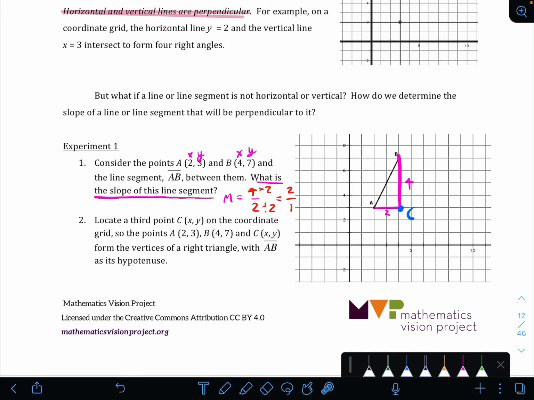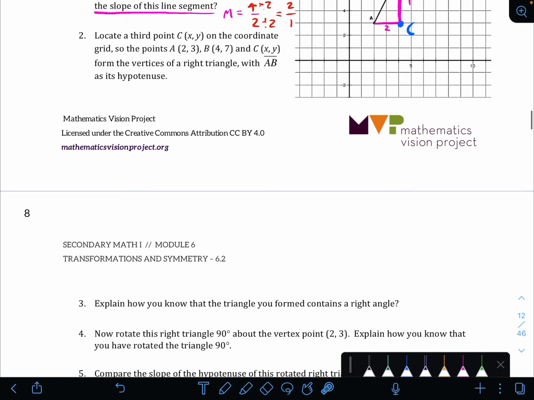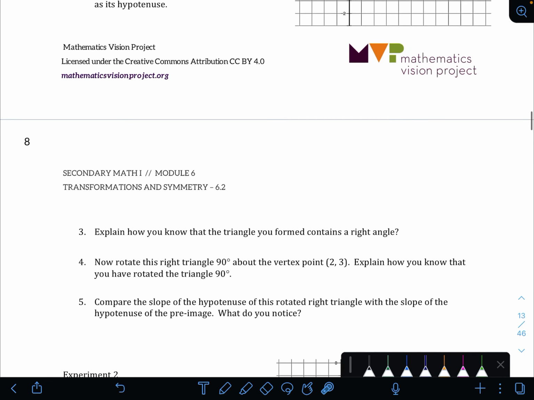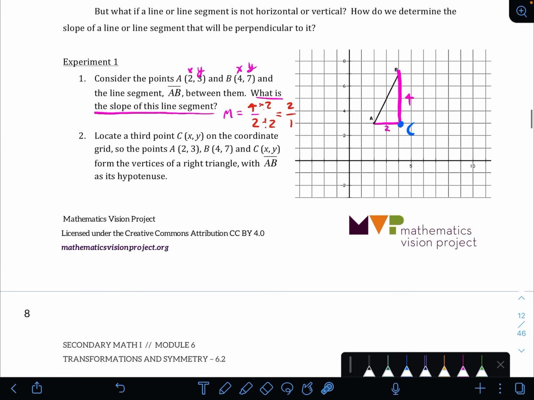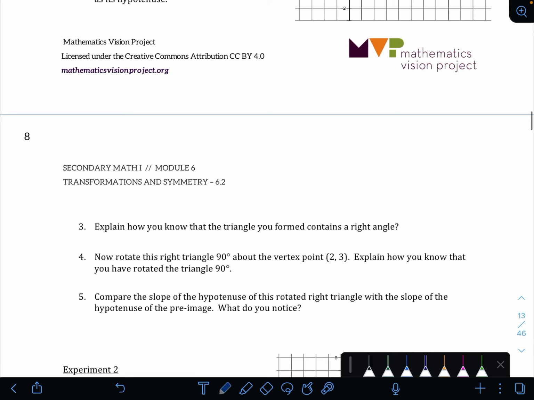And if you notice, something special about the right triangle is we have a horizontal and a vertical line. So if I want to work with a perpendicular line to that, I know my vertical line and my horizontal line are going to have to change because horizontal and vertical lines are perpendicular. So how do we know it forms a right angle? Well, we got a horizontal and a vertical line. Those form a right angle.